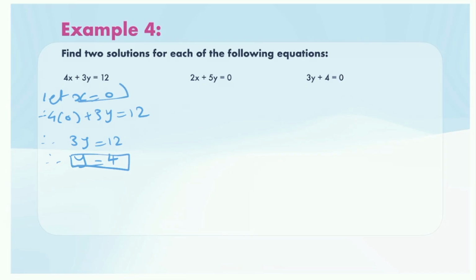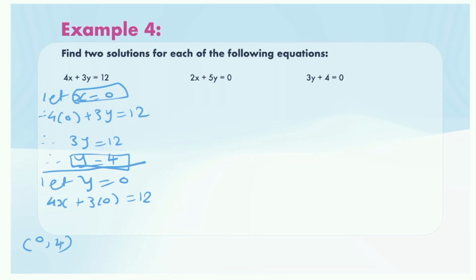So when I put x equal to 0, y is 4. So let me write here. First one is (0, 4). This is my solution. Now let us put y equal to 0. So let y equal to 0. So what will be your answer? Your answer will be 4x plus 3 bracket 0 equal to 12. Now it will be 4x equal to 12. So x equal to 3, right? You have just to simplify it. So when you put y equal to 0, you get x equal to 3.